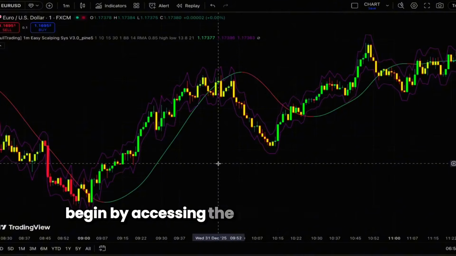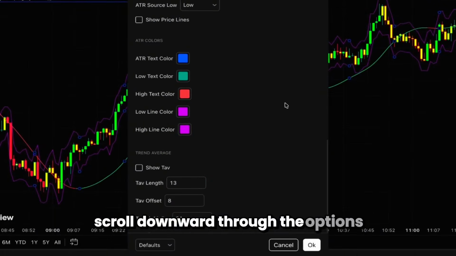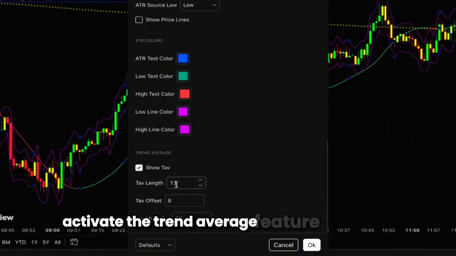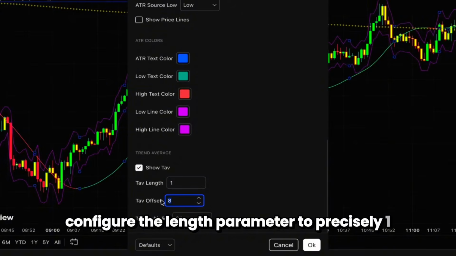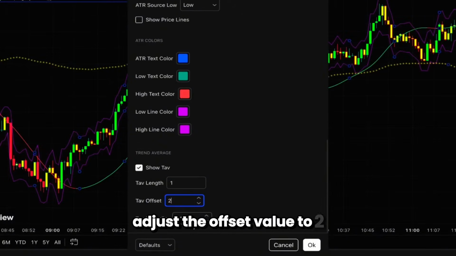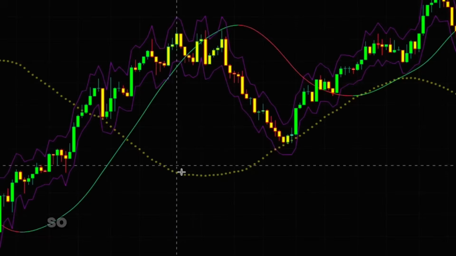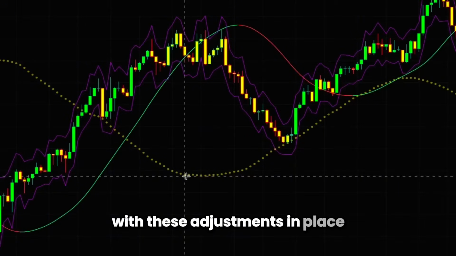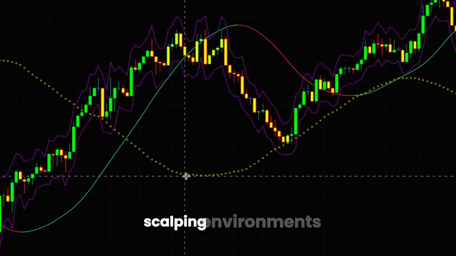Begin by accessing the indicator's dedicated settings panel. Scroll downward through the options until you reach the relevant toggles. Activate the trend average feature right there. Configure the length parameter to precisely 1. Adjust the offset value to 2. The multiplier setting at 21 performs optimally, so retain it as is. Confirm and apply these changes. With these adjustments in place, the indicator now aligns perfectly with the demands of rapid scalping environments.